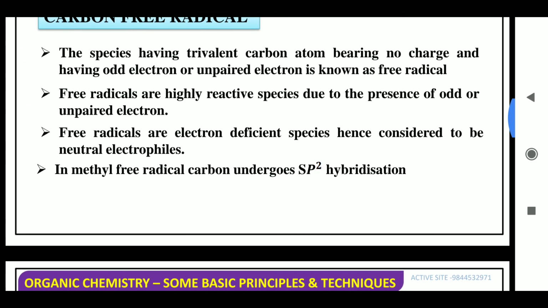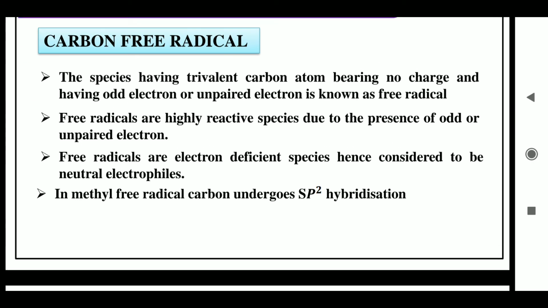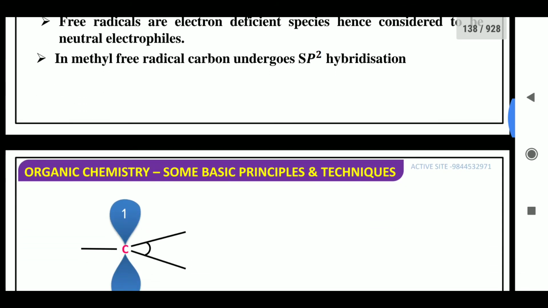Now talking about carbon free radicals, these are the species having a trivalent carbon atom bearing no charge and having an odd number of electrons, or an unpaired electron, known as free radicals. These free radicals are highly reactive species due to the presence of odd or unpaired electrons. These free radicals are electron deficient species, hence they can be considered as neutral electrophiles, and the methyl free radical can undergo sp2 hybridization.